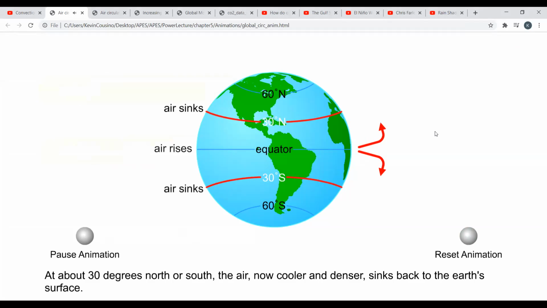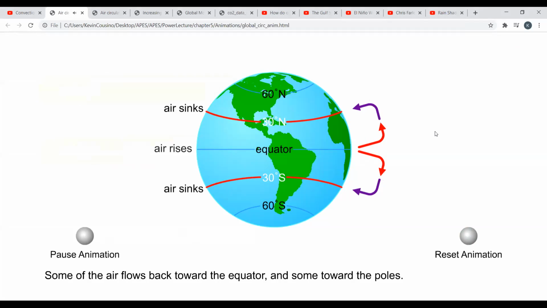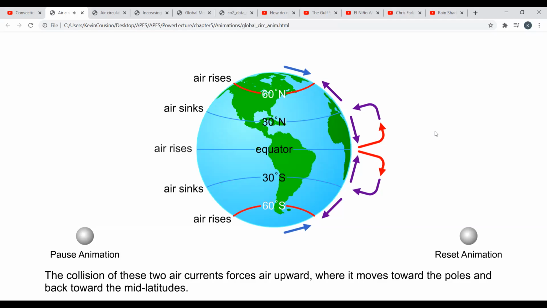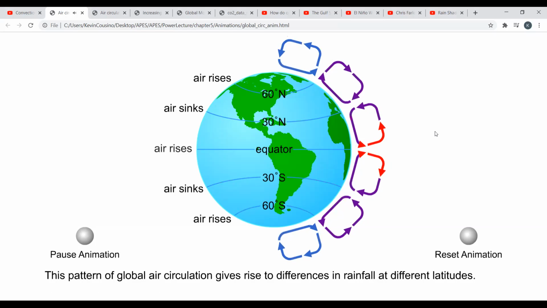At about 30 degrees north or south, the air, now cooler and denser, sinks back to the Earth's surface. Some of the air flows back toward the equator, and some toward the poles. At about 60 degrees, the air flowing toward the poles collides with cold air moving away from the poles. The collision of these two air currents forces air upward, where it moves toward the poles and back toward the mid-latitudes. This pattern of global air circulation gives rise to differences in rainfall at different latitudes.